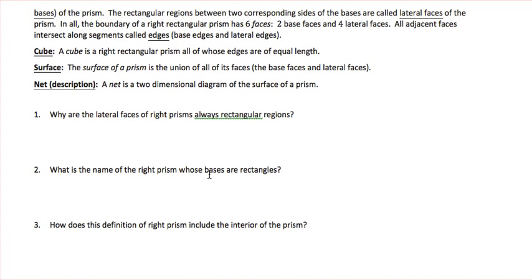A right prism whose bases are rectangles is a rectangular prism. And that means that the definition of right prism includes the interior of the prism. In other words, the base, the top and the bottom, is the shape that gives it its specific name. If the base is a triangle, it's a triangular prism. If the base is a pentagon, it is a pentagonal prism. But the lateral surfaces are always rectangles.